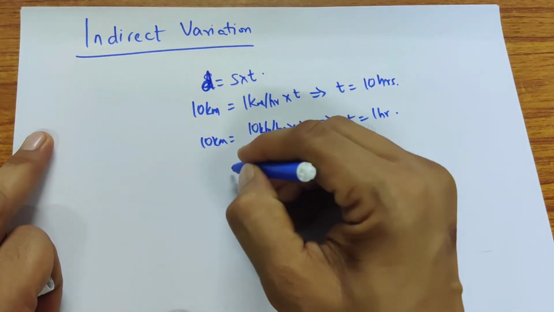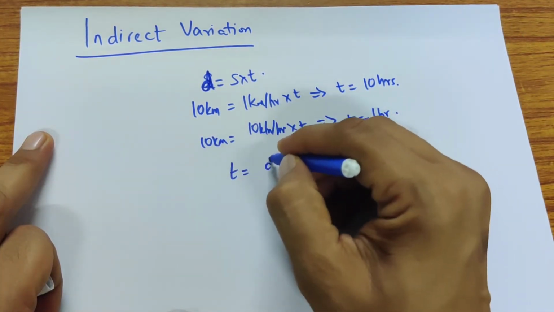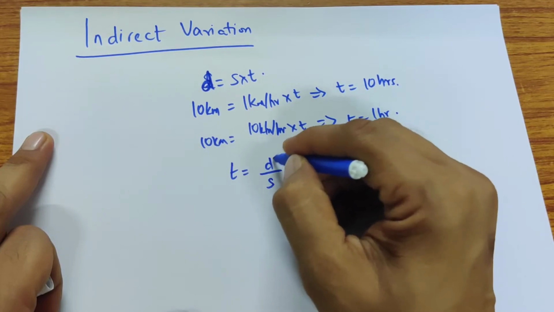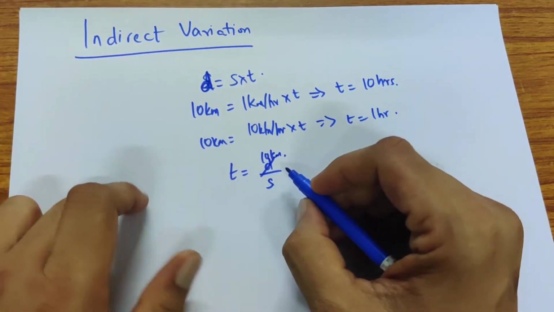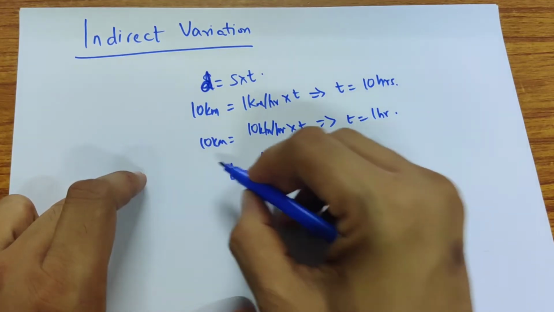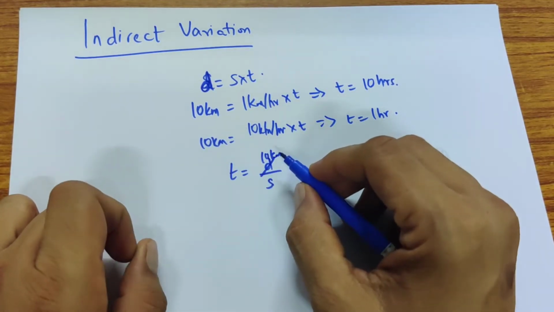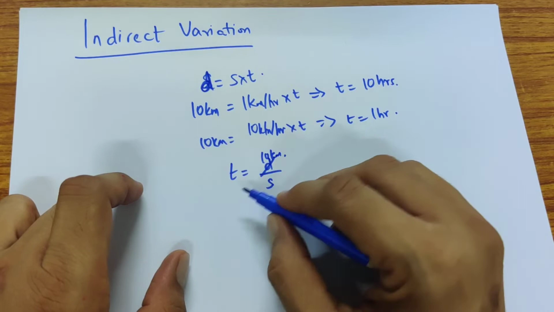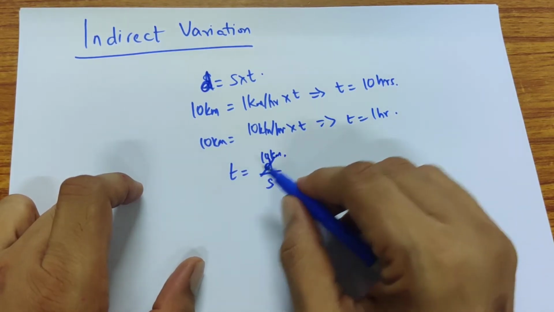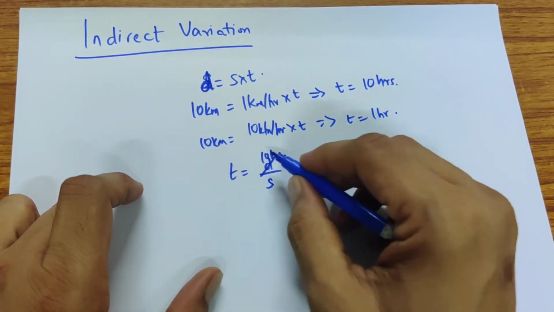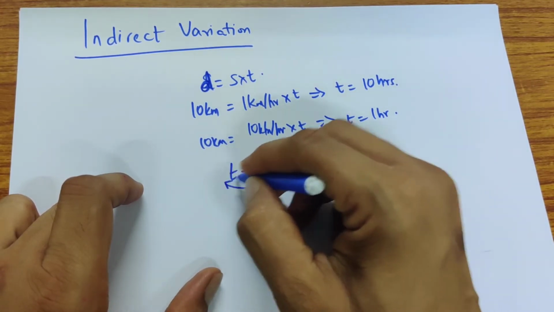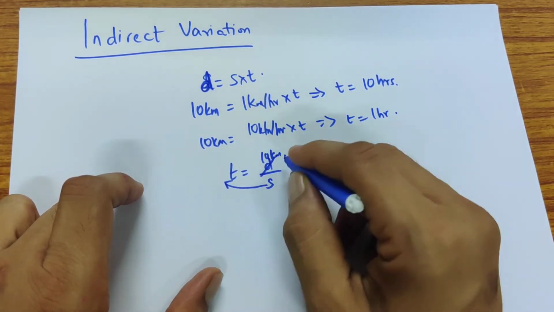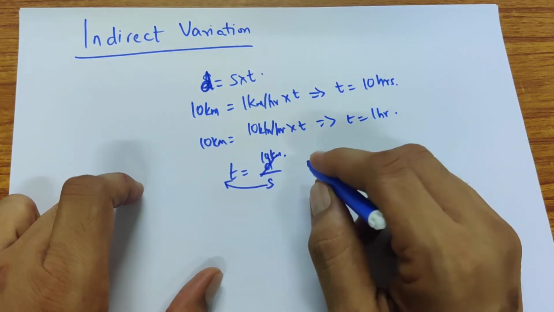So time is basically distance divided by speed. This is a constant. So when you had a multiplication story, speed into time is distance, that can be converted into a division story, and what happens to time? Then it becomes an indirect variation. In indirect variation, the product of these two quantities is going to be a constant, right?